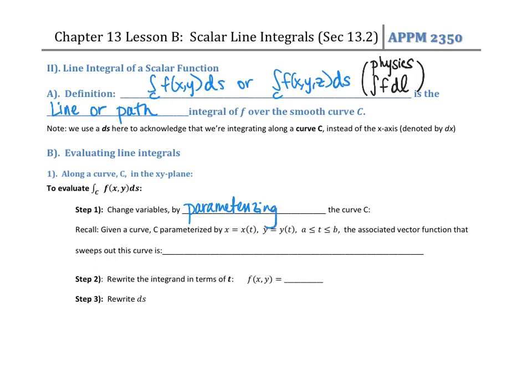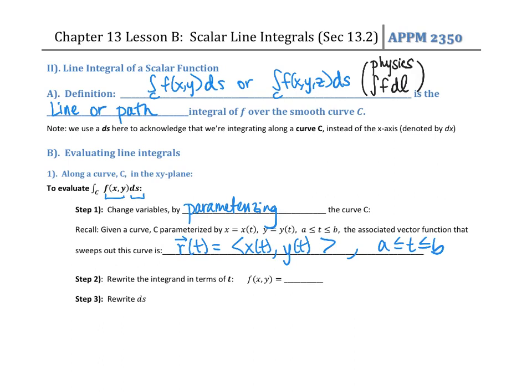And so recall, back from chapter 10, given a curve, we can come up with an associated position vector function that sweeps out a curve that's parameterized by x of t and y of t. And then this means I can rewrite, the goal will be to rewrite my entire integral in terms all of t, because t is an easy thing for me to be able to parameterize in terms of.